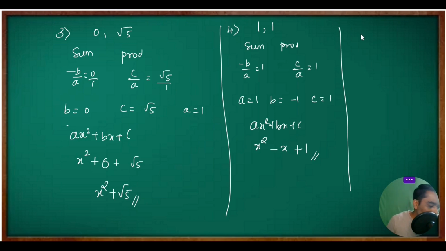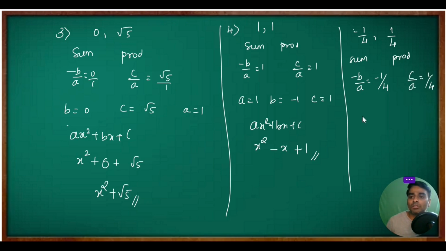Let's take up the next one. Minus 1 by 4 comma 1 by 4. So this is the sum and this is your product. Minus b by a equal to minus 1 by 4. c by a equal to 1 by 4. From here clearly a is 4, correct, and b is 1 and c is 1. Let's get the quadratic polynomial now. ax square means 4x square, bx means x, plus c, which is 1. That's the required answer.